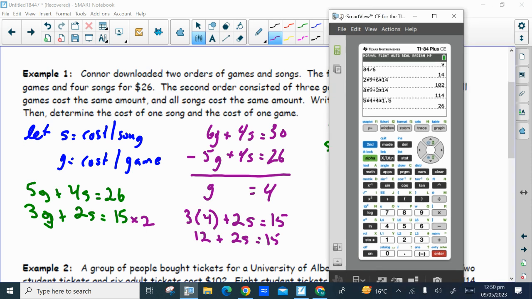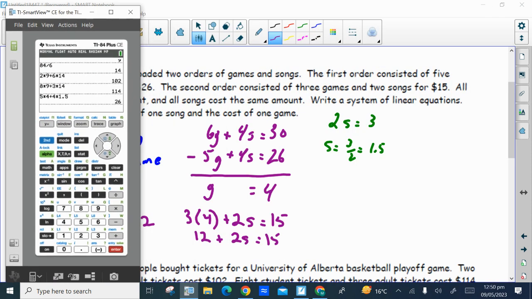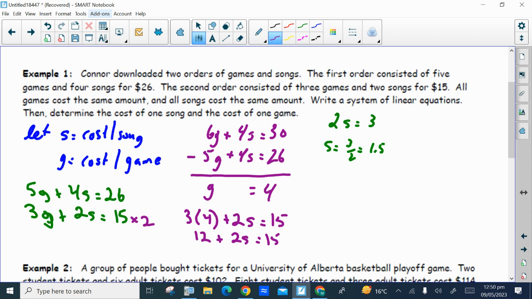So that one matches. The second order consisted of 3 games, so 3 times $4 per game, plus 2 songs, 2 times $1.50 per song, should equal $15, and it does. So the first one checks as well.